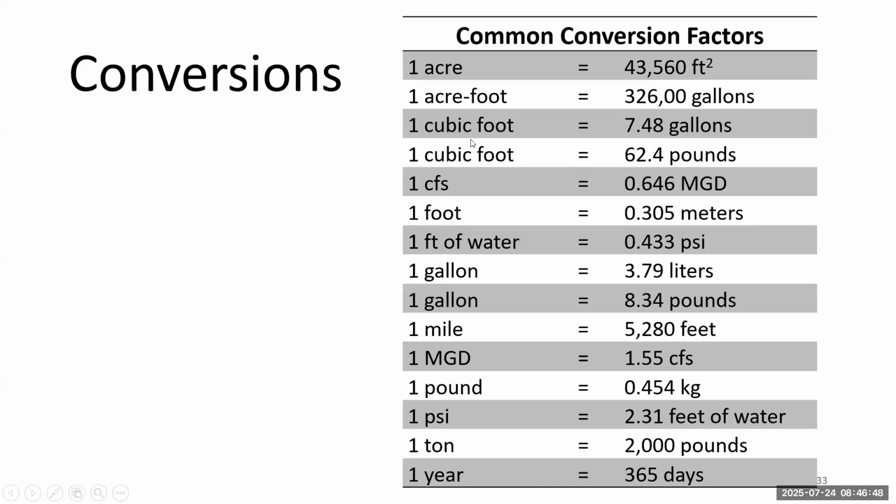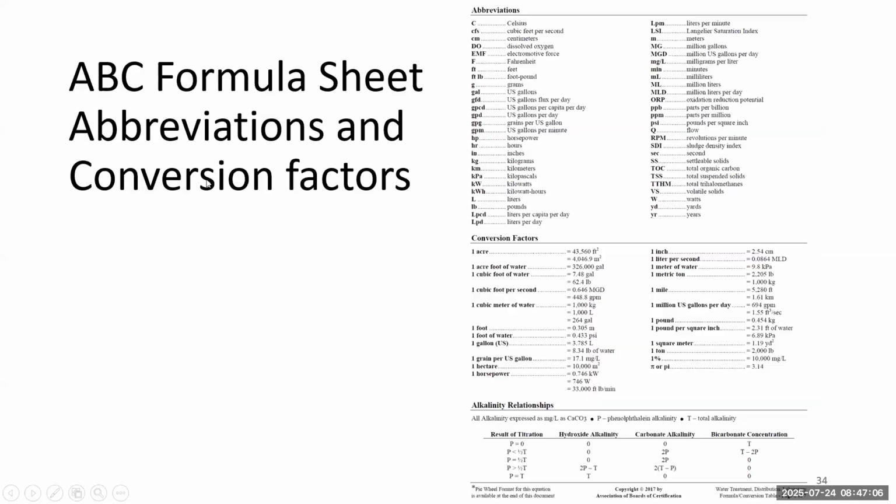For example, when we have a rate, like 1 CFS, we can also represent that in gallons per day or million gallons per day, and so on and so forth. And these conversion factors are all listed in your exam, your ABC formula sheet.